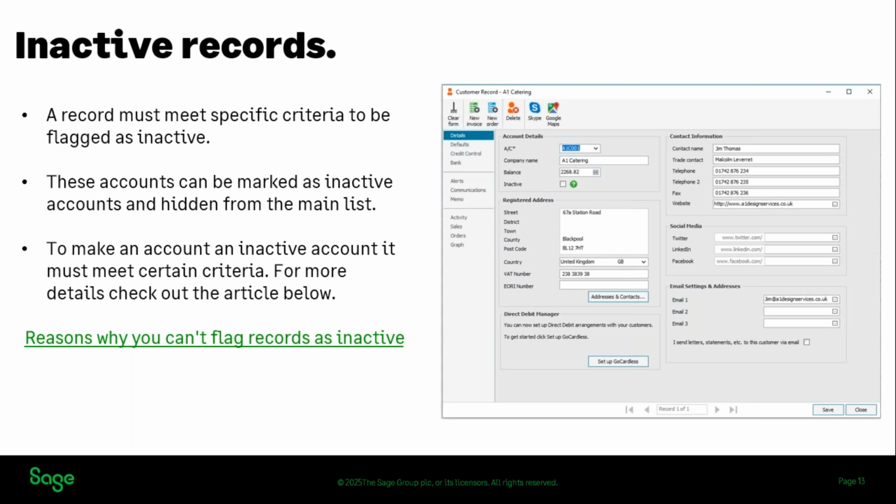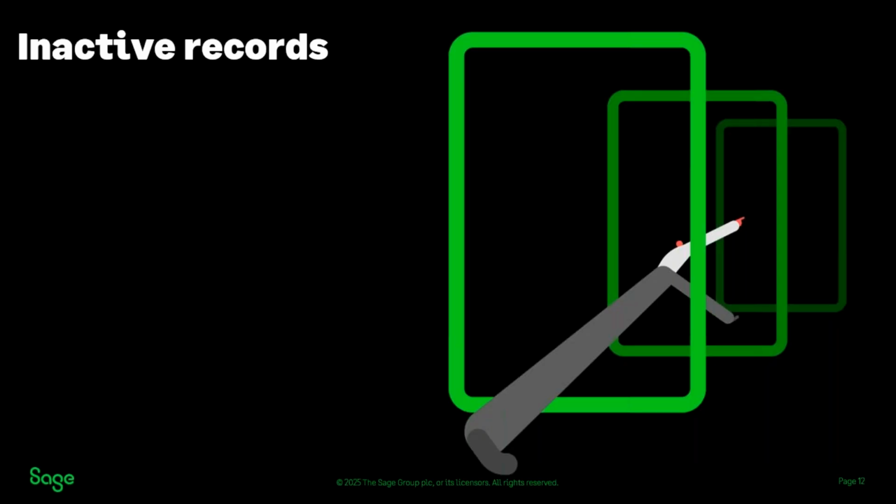Now, there's quite a few reasons, because there's lots of different records that can be marked as inactive. So customers, suppliers, nominals, and even products can be marked as inactive. What we've got there is just a link into the article that explains all of the reasons why you can't flag a record as inactive. So if it's a stock record, you need to make sure that there's nothing left in stock, so the quantity in equals the quantity out.